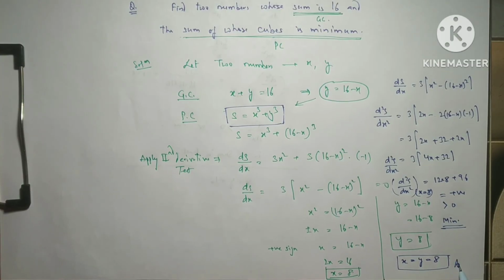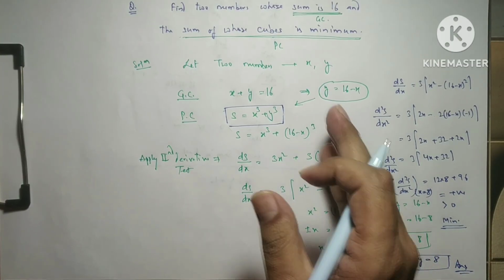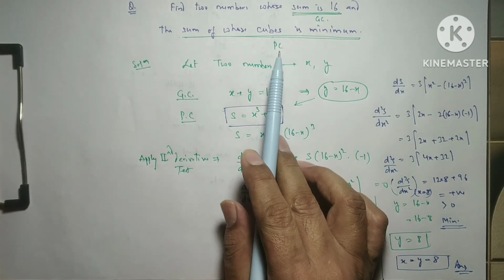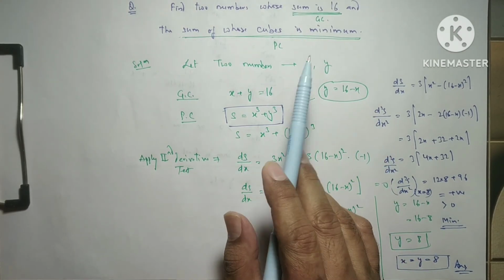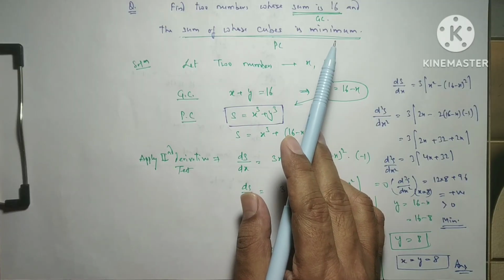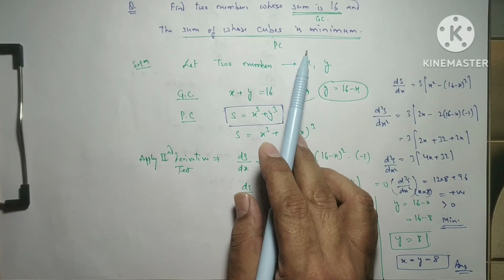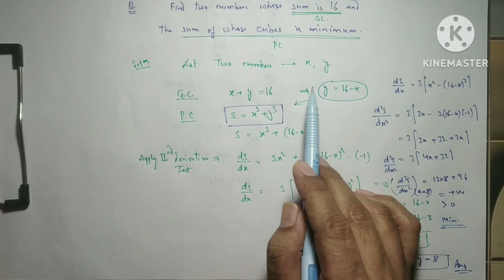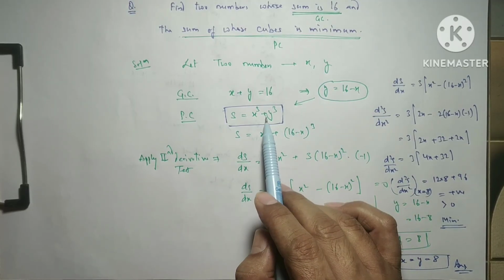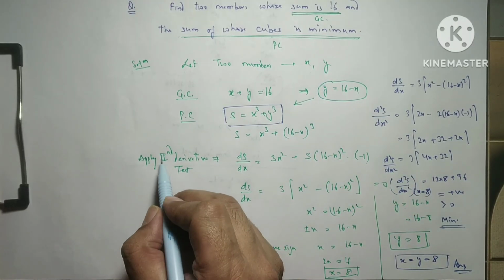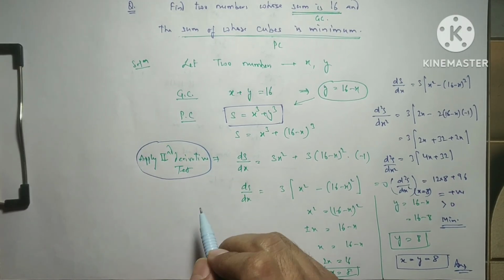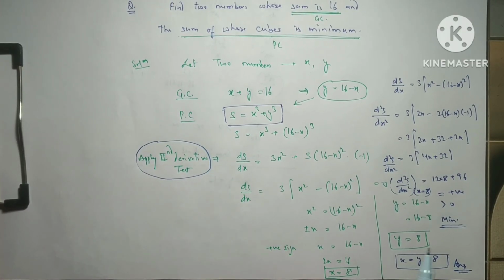So this is the answer, and you will prove these questions, word problems, in 3 parts: GC, PC and IC. GC is the given condition in 2 variables, PC is the proving condition in 2 variables, and IC is the intermediate condition. So first convert these into a single variable and prove the question by applying the second derivative test. Okay, thank you.